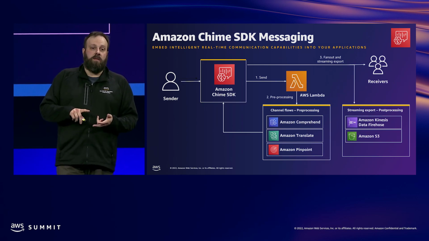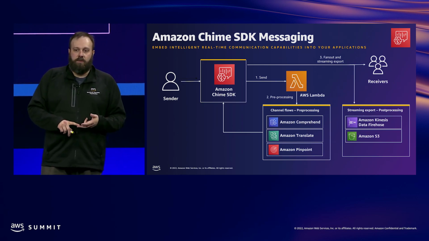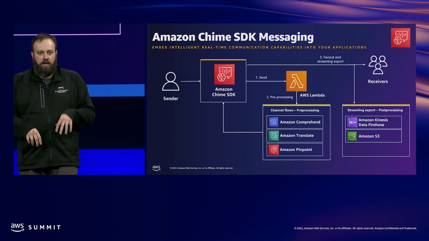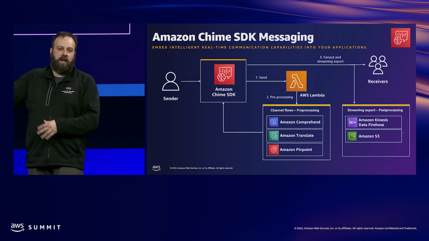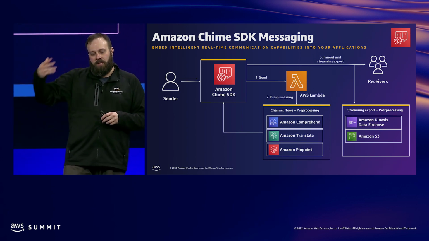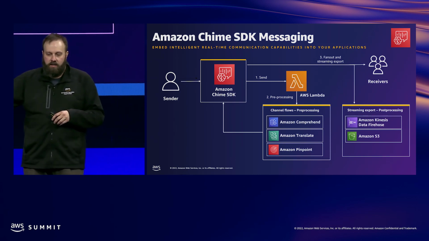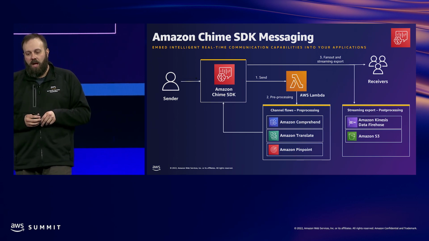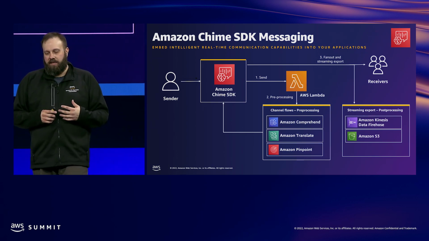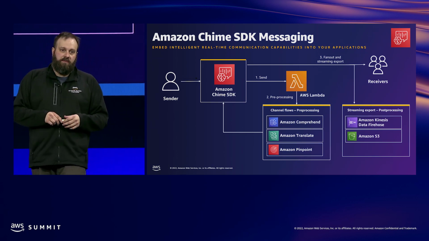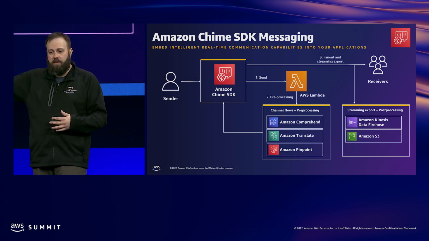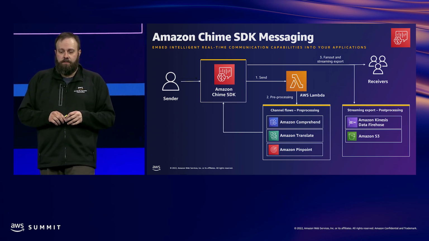Are they passing sensitive information, PII? Like they type their social security number into the chat. We don't want to send that, and we don't ever want to send that out. So we can use this pre-processing to prevent that message from ever going out to the receivers. And again, we can get access to Translate. As I had mentioned before with Pinpoint, we can pass that message out to Pinpoint if we need to.